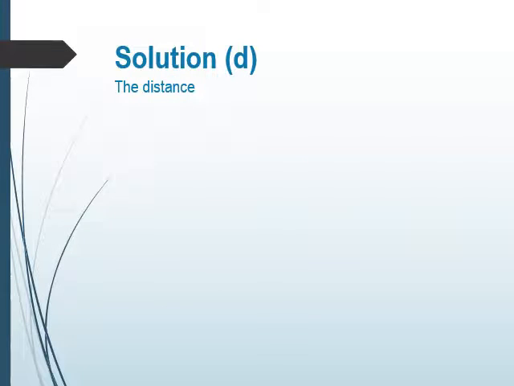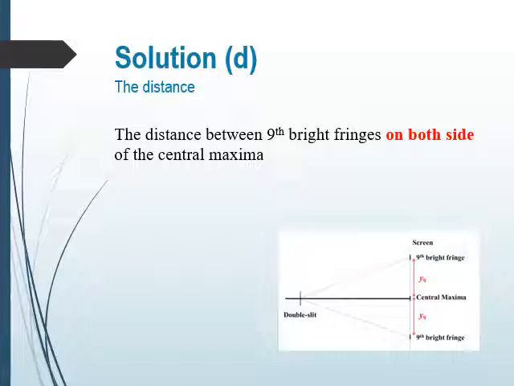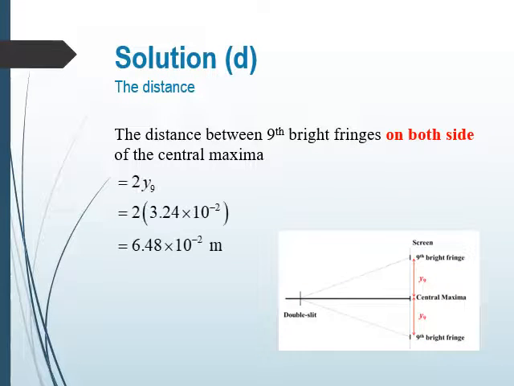Question D is asking for the distance between the 9th bright fringes on both sides of the central maxima. Let's have a look at the diagram. If you look at the diagram, you will see that the distance between the 9th bright fringes on both sides is actually equal to y9 plus y9. Therefore, apply the equation to y9. You will then obtain 6.48 times 10 to the power of negative 2 meters.